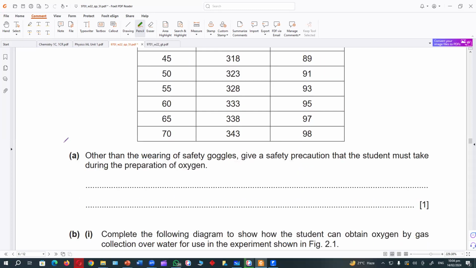Other than the wearing of safety goggles, give us a safety precaution. He already told us that this is a danger for skin. Already safety goggles are there for eyes, but what about skin? So I should wear the gloves. What about the lab coat? The skin is also to be protected.